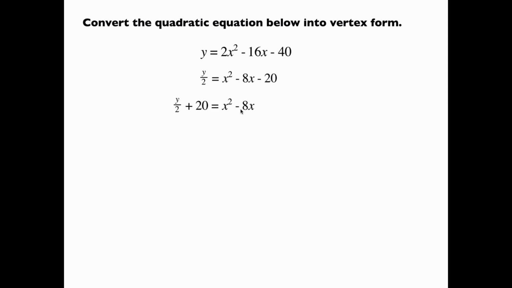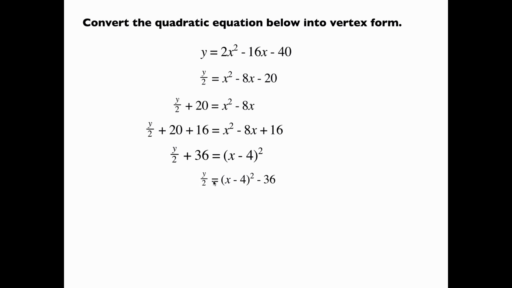Now I can complete the square to turn this into a perfect square trinomial. So completing the square, divide negative 8 by 2, I get negative 4, and negative 4 squared is 16. So I have to add 16 to the right side and to the left side. Now I can factor my trinomial into a binomial squared. I can combine like terms, and now all I need to do is solve for y. Y is being divided by 2, and we're adding 36. So I'll subtract 36, and then I'm going to multiply both sides by 2. And now I have vertex form. Y equals a times x minus h squared plus k.